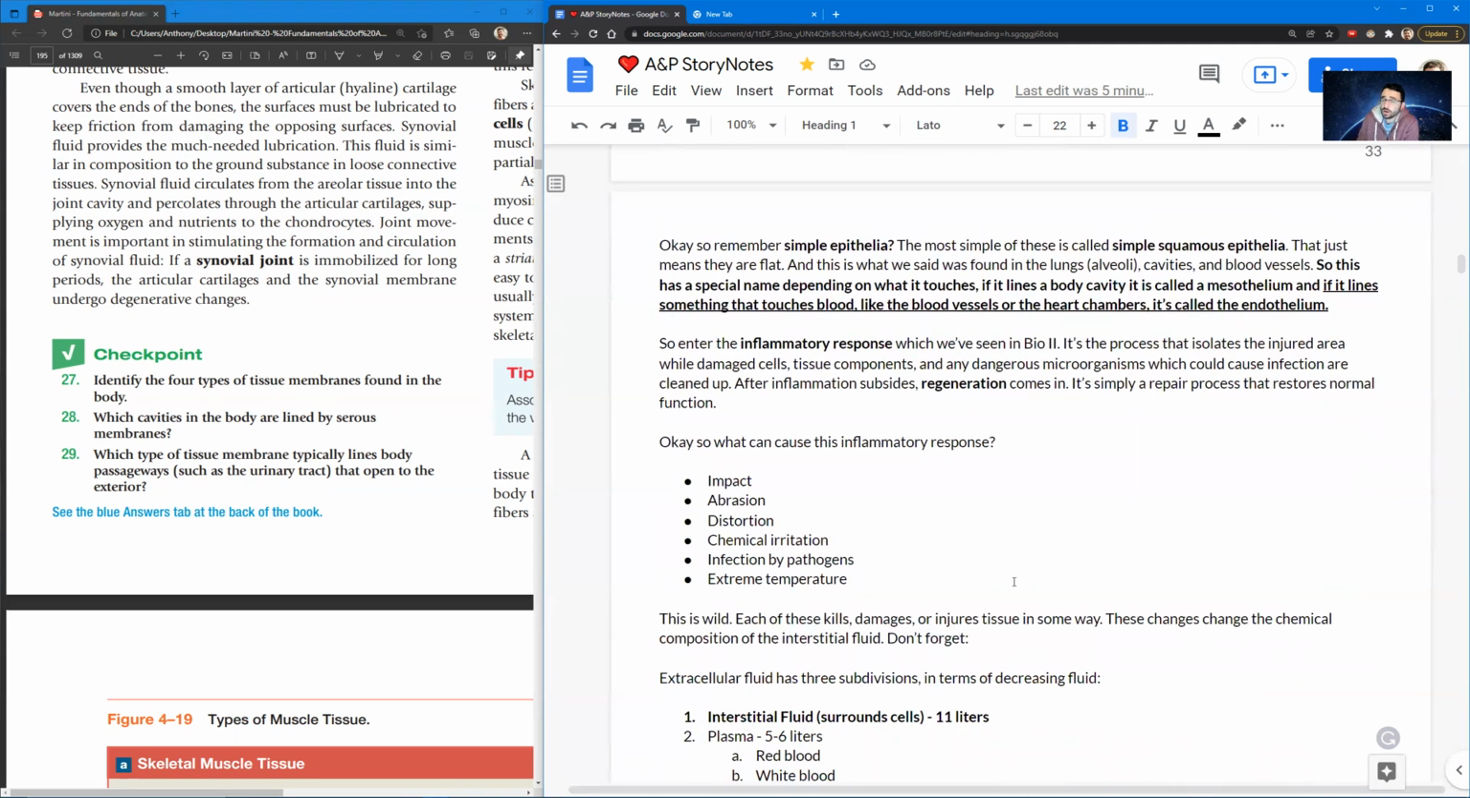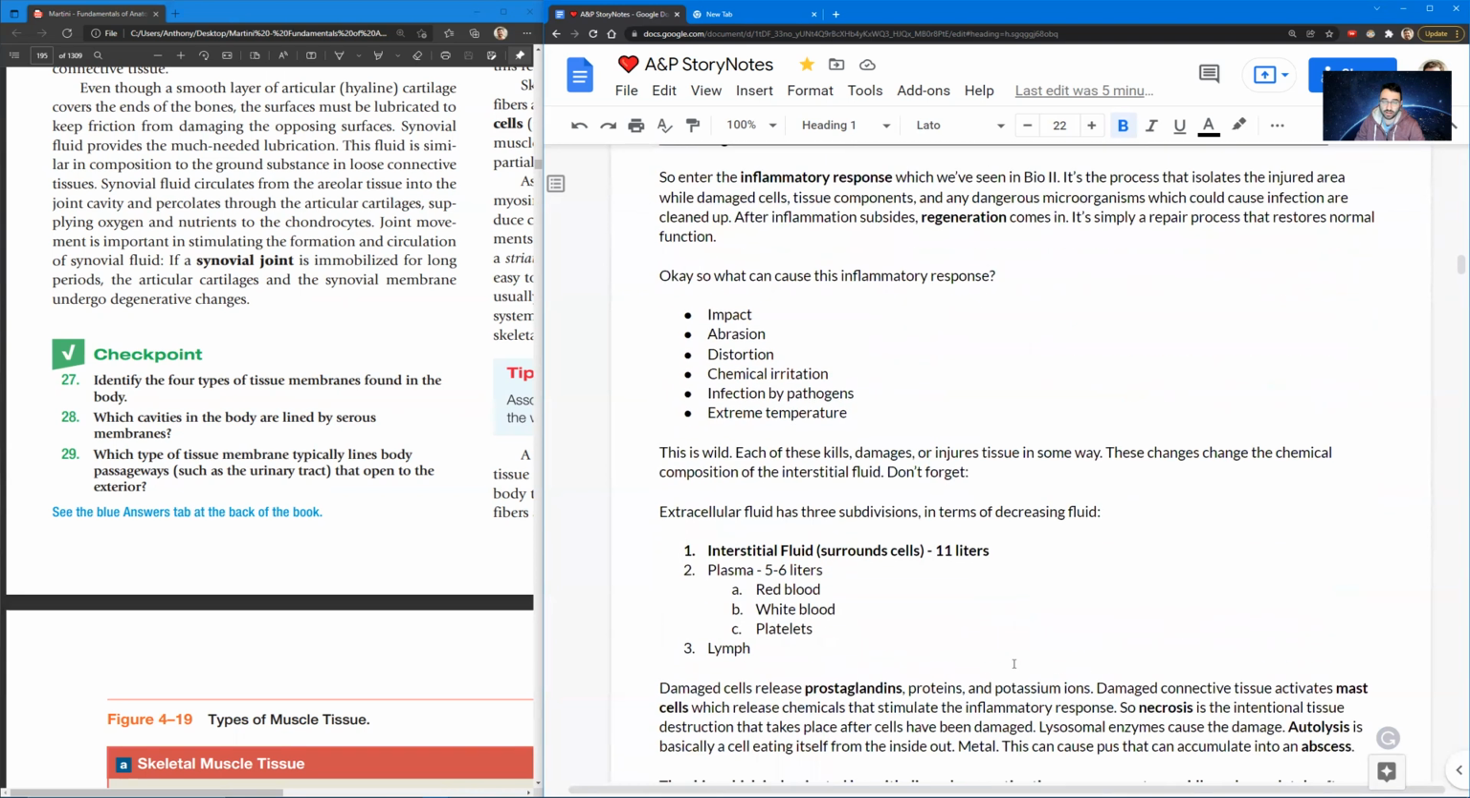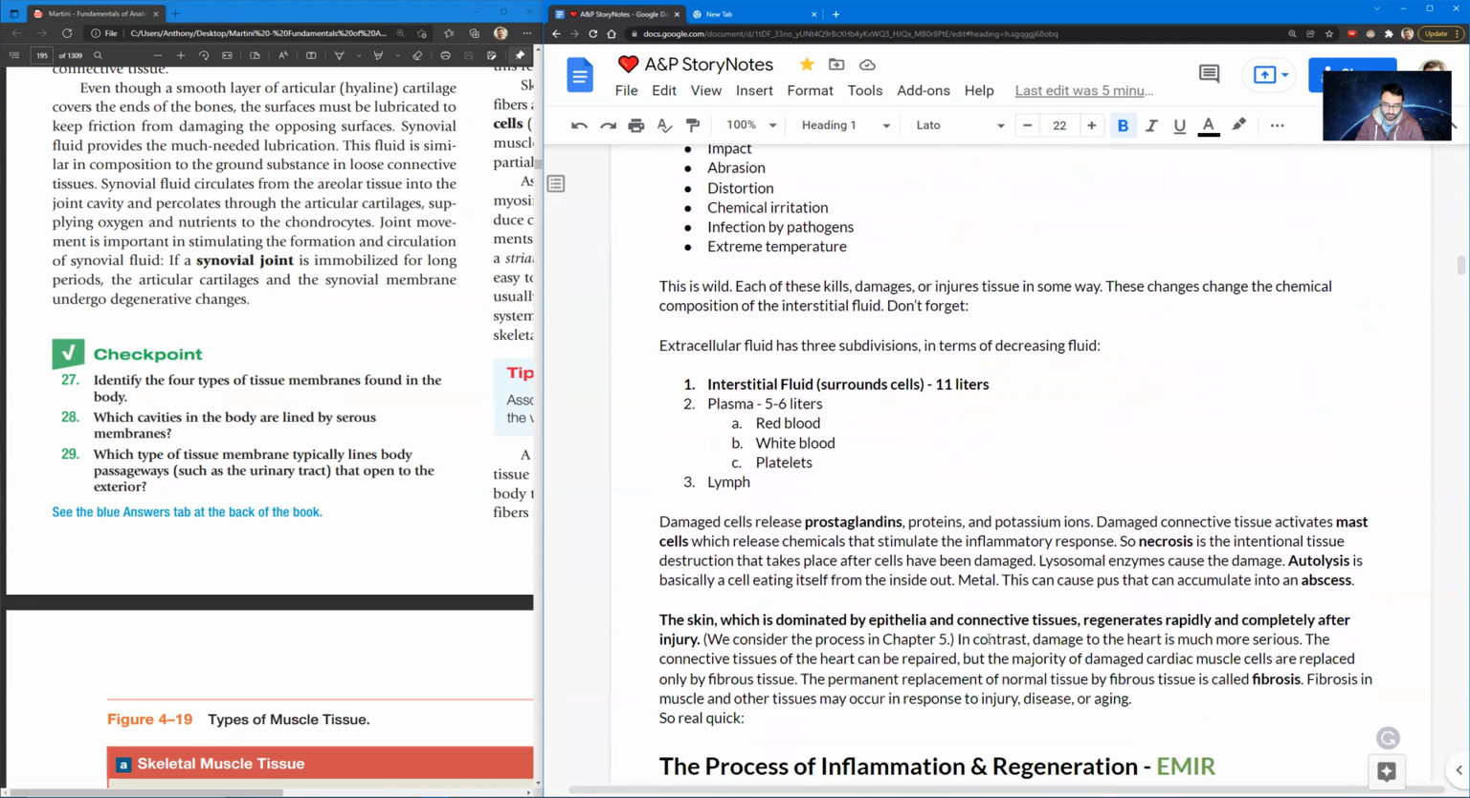All right. So what can cause an inflammatory response? We have impact, abrasion, distortion, irritation by chemicals, infection by pathogens, and extreme temperature, like burns, for example, or like ice, dry ice or something. Each of these kills, damages, or injures tissue in some way, and these changes alter the chemical composition of the interstitial fluid. And again, the interstitial fluid, which surrounds cells, makes up 11 liters in the body. All right.